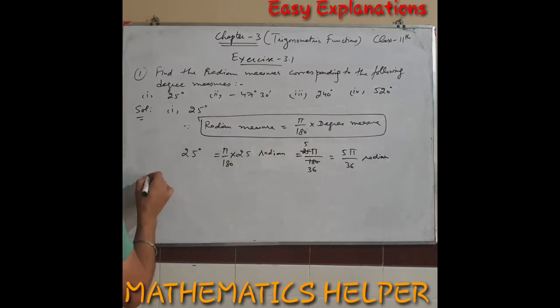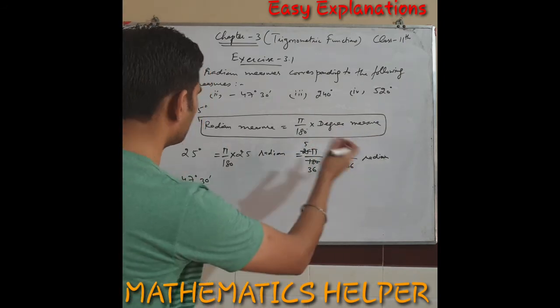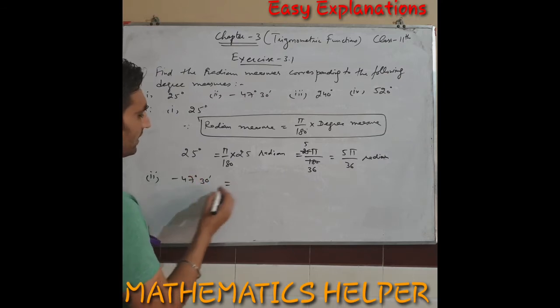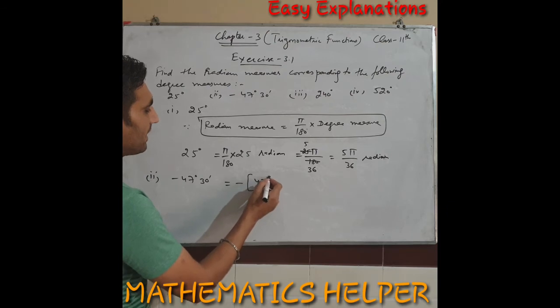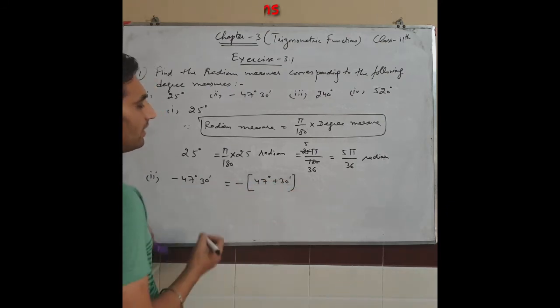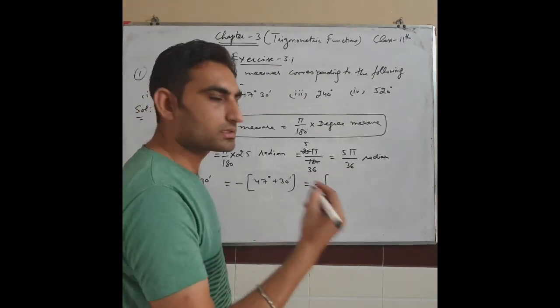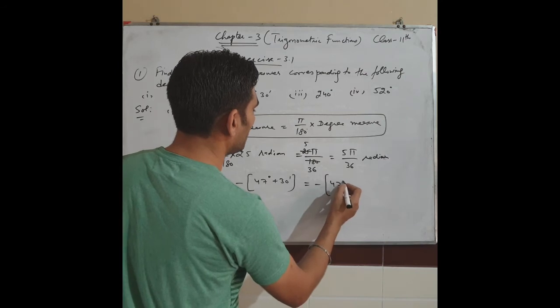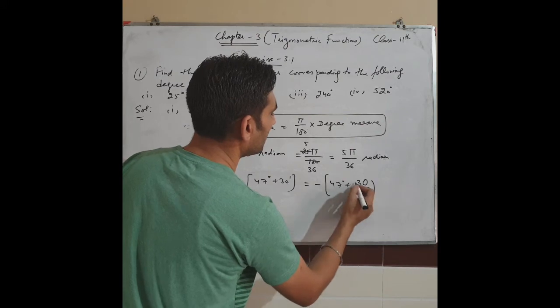Now see what is given in part 2. Minus 47 degree 30 minutes. Now we have two different symbols, degree and minutes. But we have a formula only to write radian measure with degrees. So first of all we will solve it. Take minus out in this way. This can be written as 47 degree plus 30 minutes. And you know the conversion of minutes into degrees, because 1 degree is equal to 60 minutes. So we keep 47 degree as it is, and 30 minutes becomes 30 over 60 degree.